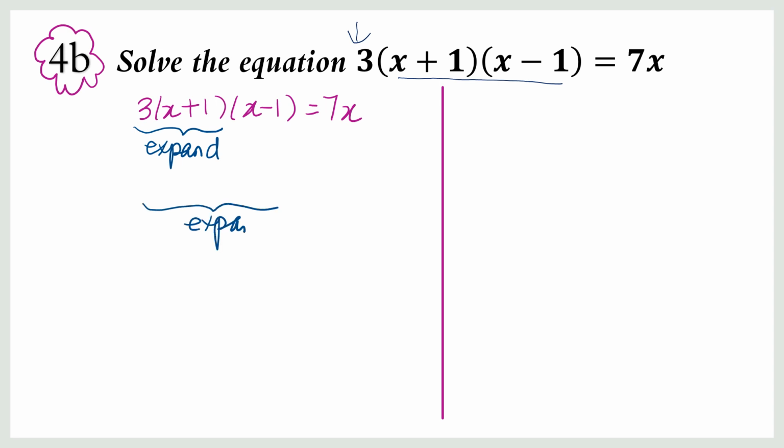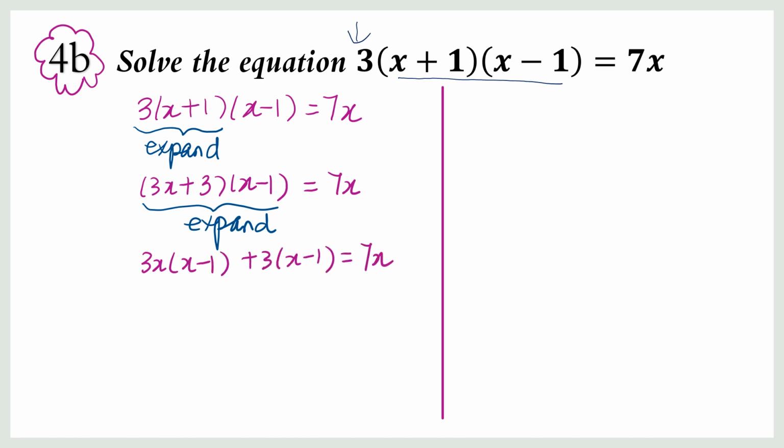Then when you expand 3(x + 1), you will get 3x + 3. And then the next step is you expand your 3x + 3, distributing it to your x - 1. Then just keep expanding, and simplify everything, as in make the right-hand side equal to 0.